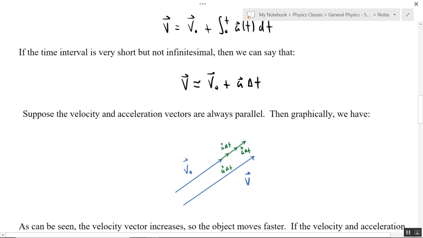It gets longer. So if it gets longer, what happens to the magnitude? What's the magnitude of the velocity? So this is the initial velocity vector. This is the final velocity vector. What's true about these two magnitudes? This one's bigger than that one. So what does it mean? It means it's moving faster. So this is another way you can interpret acceleration. Basically, if the acceleration vector is parallel to the velocity vector, then the object moves faster in the same direction. So this is how you get something to move faster. If you apply acceleration in the same direction as the velocity, the thing moves faster. Okay.